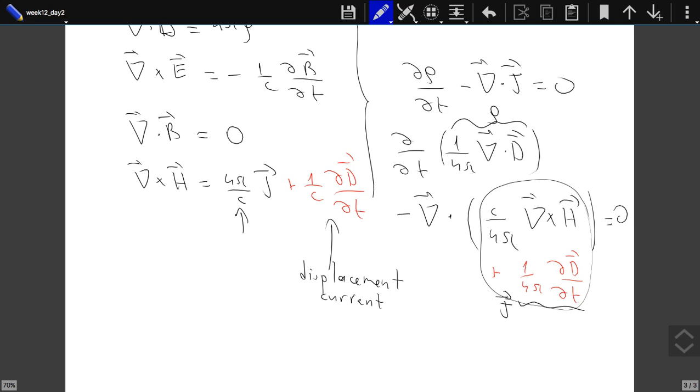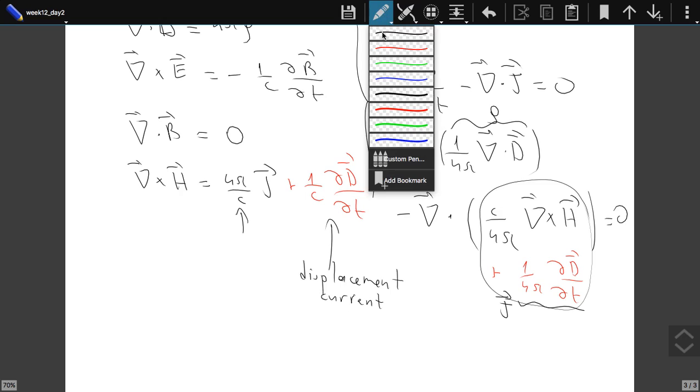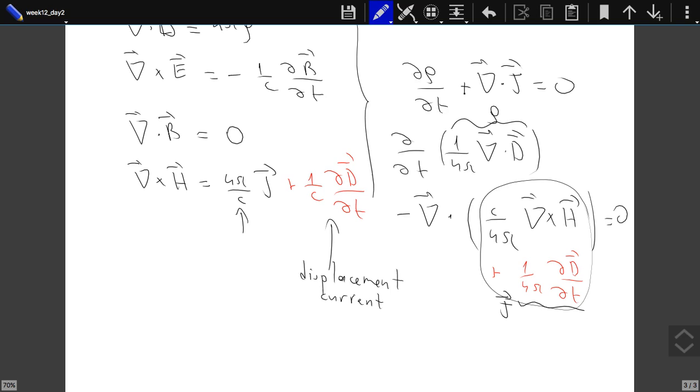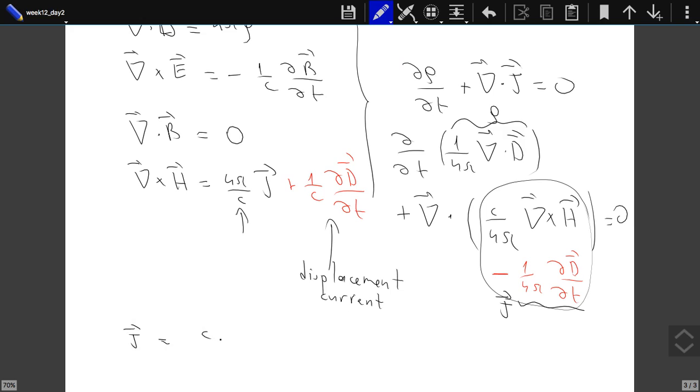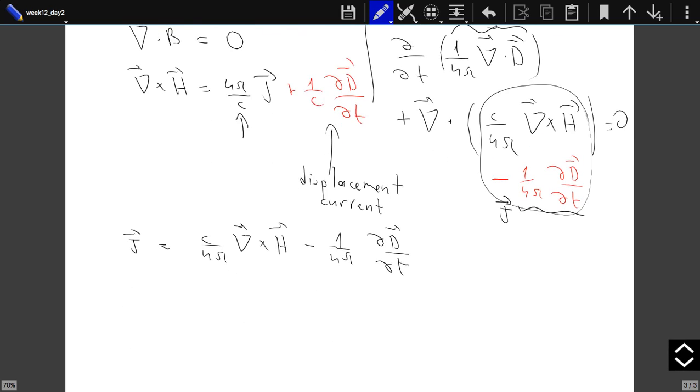If it's in J, then why do we add something? It's not in J origin. I mean, you see, we have to replace J by this thing over there. No, hold on. Am I doing it correct? No. You see. Okay. So let me just add. This is a plus sign. So if the rho is decreasing, there is a positive J. So this is a plus sign. Here I get a minus sign. Okay. So J is equal to C over 4 pi curl of H minus 1 over 4 pi del D by del T, or curl of H is equal to 4 pi over C times J plus 1 over C del D by del T.